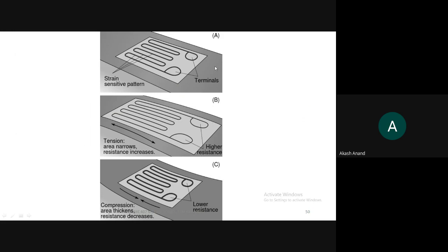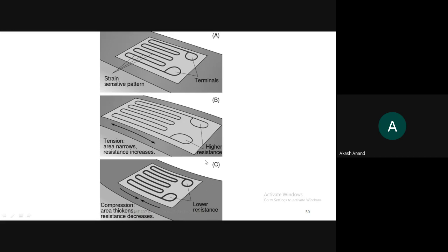Figure A shows the strain sensitive pattern and terminals when no force is applied, and figure B shows the tension, where the area narrows, resistance increases, and this is a high resistance path. When the strain gauge is given a tensile force, you can see the resistance will be increased, and if the strain gauge is subjected to compressive force, the resistance of the strain gauge will decrease.